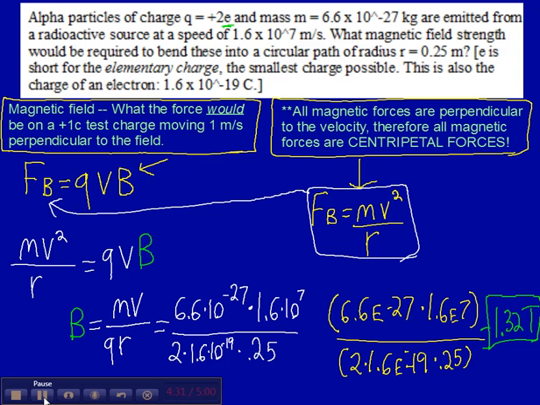When I tossed all that stuff in the calculator, I got 1.32, and the unit for magnetic field is Tesla.